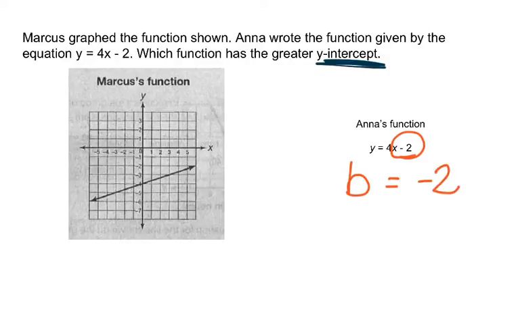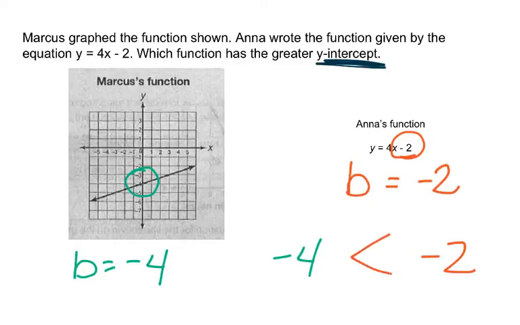Let's go over to Marcus's function and look at his graph. We know that y-intercept means that's where it crosses the y-axis. Okay, so Marcus's y-intercept is -4. Now let's compare them. Marcus's is -4, Anna's is -2. So here's what we know. Anna has a greater y-intercept than Marcus. We're not going too deep in depth, we're just comparing the two.